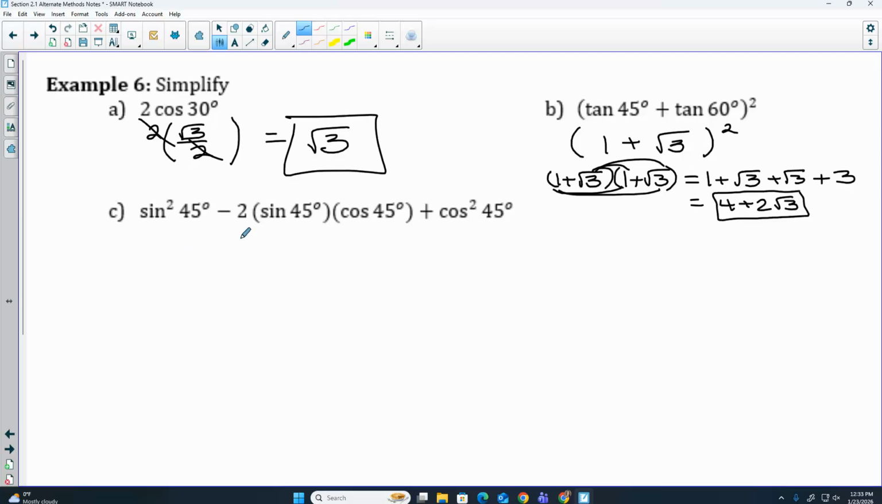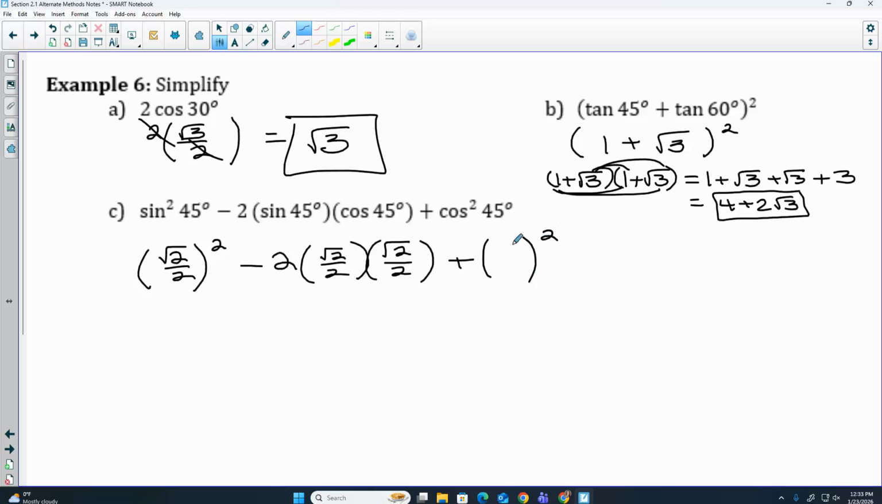C, when it says sine squared 45, that means you take the sine of 45 and then square that answer. So 45, fold in your 45 finger. Sine is the square root of the top over 2, so that would be radical 2 over 2, minus 2 times the sine of 45. Cosine of 45, so square root of the bottom over 2. It's also radical 2 over 2. Plus cosine squared of 45. That means you take cosine 45 degrees and square it. Cosine of 45 is radical 2 over 2.